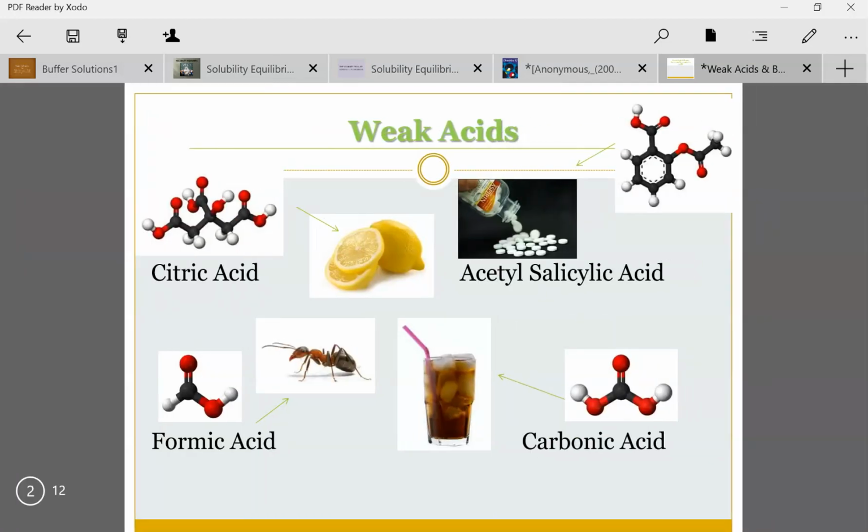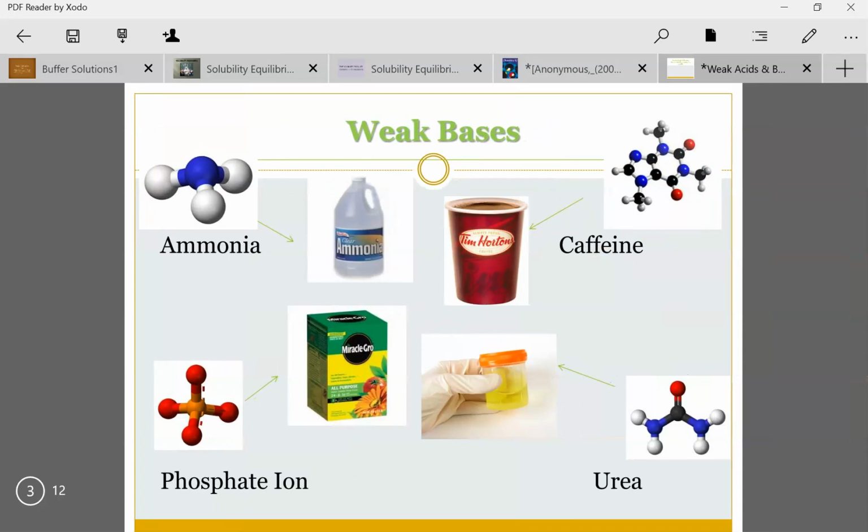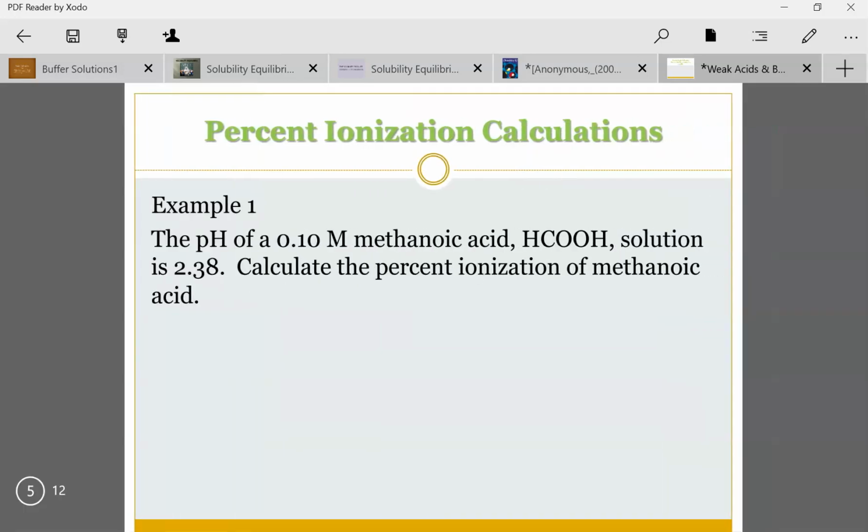Here are some examples of weak acids. Here are some examples of weak bases. And that's all we're going to say about that for now, because we're more interested in how to calculate percent ionization.